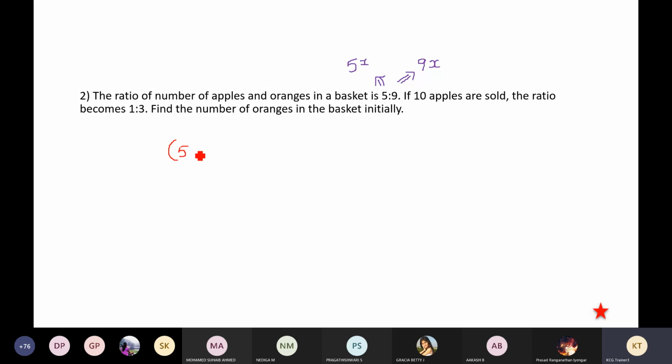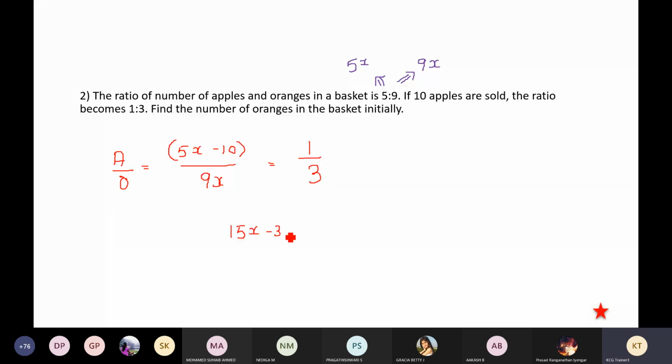So (5x minus 10) divided by 9x. The number of oranges remains the same. Apples by oranges. Only in apples 10 were sold. So 10 minus. Number of oranges remains the same. So now the new ratio is 1:3.